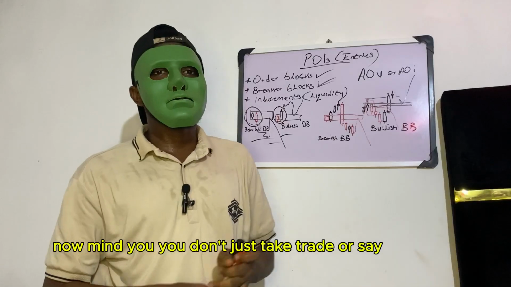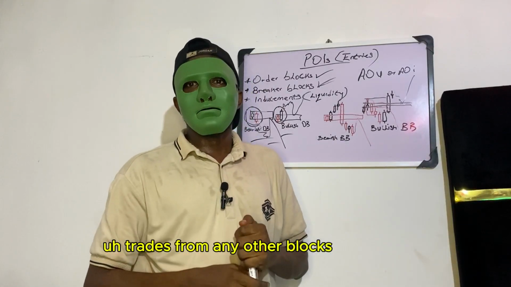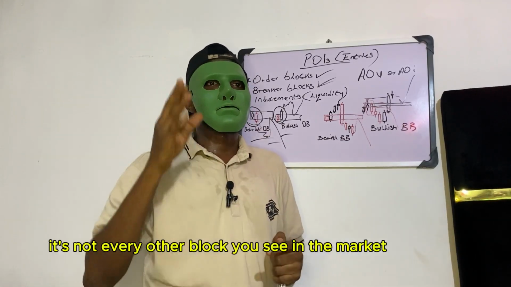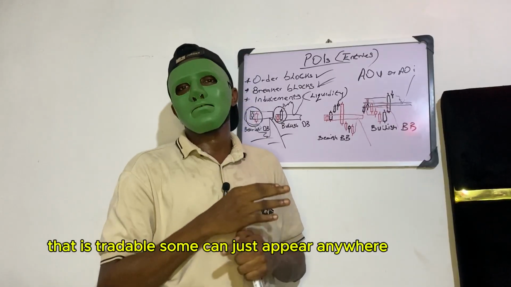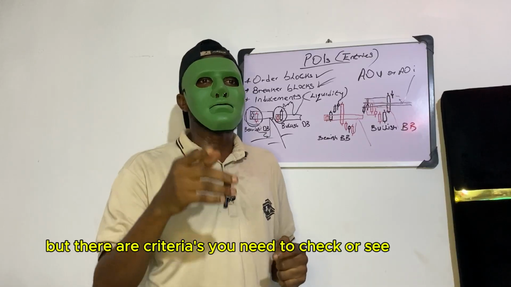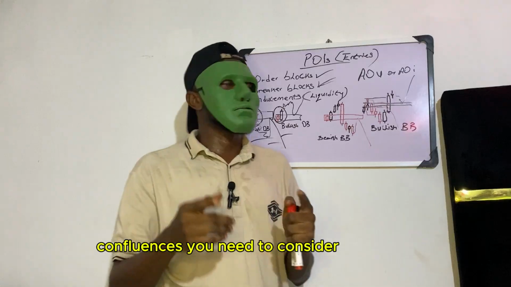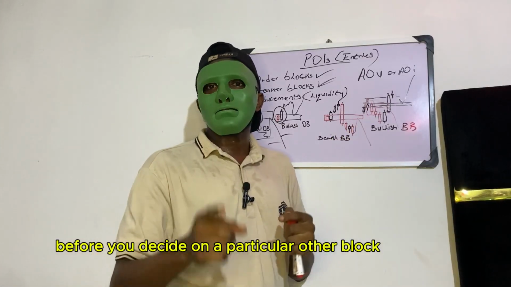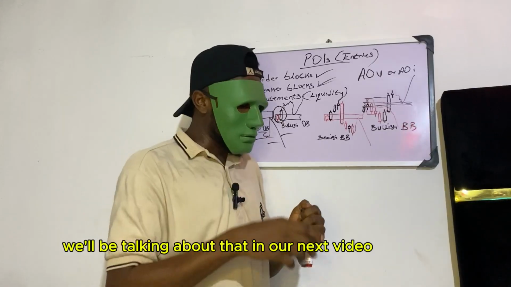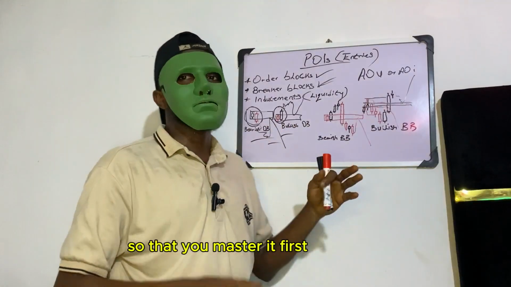Now, mind you, you don't just go to the market to take trades from any block. All other blocks are not tradable. It's not every block you see in the market that is tradable. Some can just appear anywhere, but there are criteria you need to check, confluences you need to consider, before you decide on an order block that is clearly tradable. We'll be talking about that in our next video. But for now, let's move over to our chart to identify this so that you master it first.